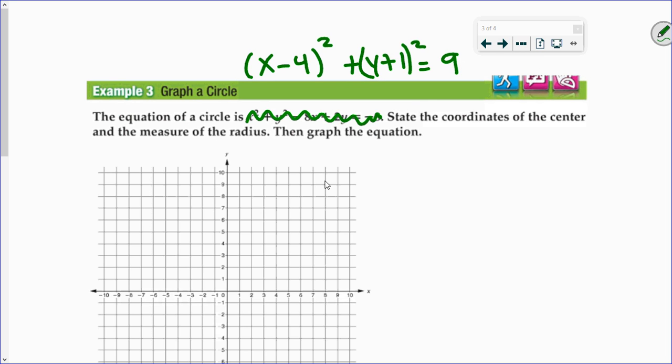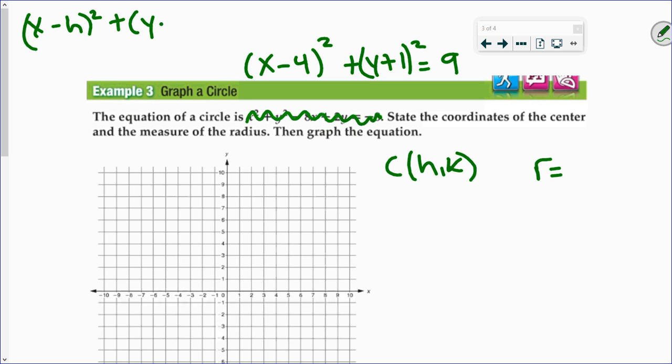So what do we need? We need the center to be able to graph it, so we need our (h, k) value, and we need our radius. If we think about standard form, we're trying to identify h, k, and r.